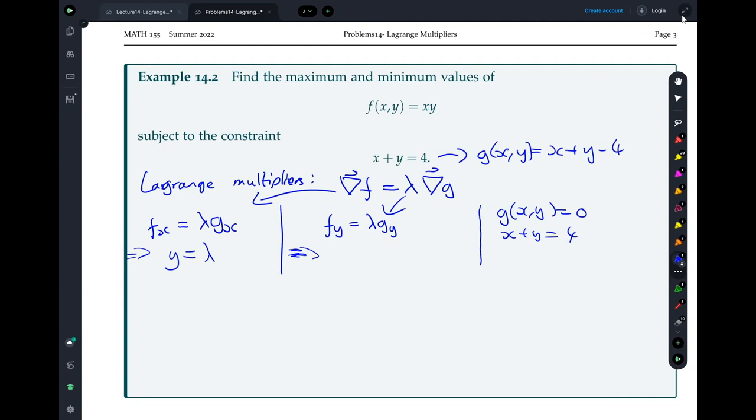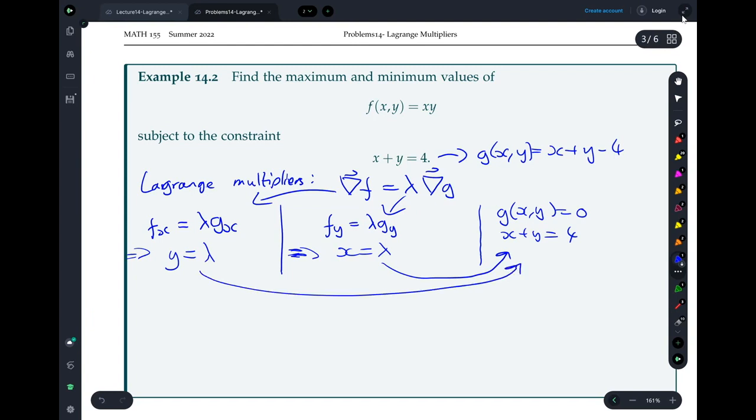Okay, so we already know that y is equal to lambda. How about the second? x is equal to lambda. Okay, great. And then we've got this constraint on the right-hand side. So what we need to do now is substitute these values into here. If we substitute y is equal to lambda and x is equal to lambda, we get lambda plus lambda is equal to 4. In other words, lambda is going to equal 2. And because x is equal to lambda and y is equal to lambda, that means our maximum or minimum is at 2, 2.